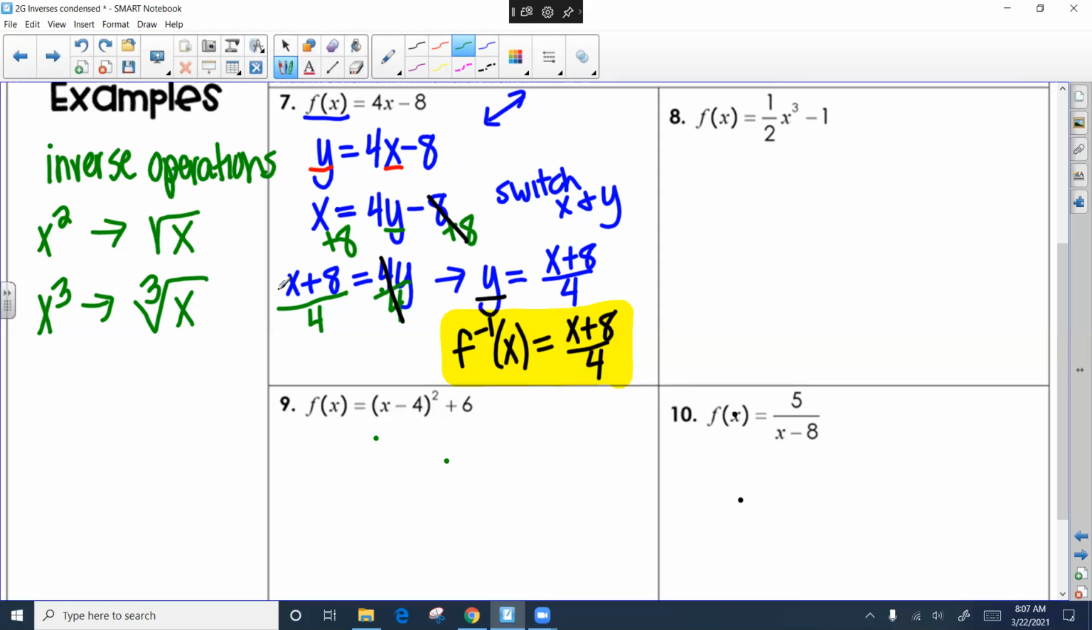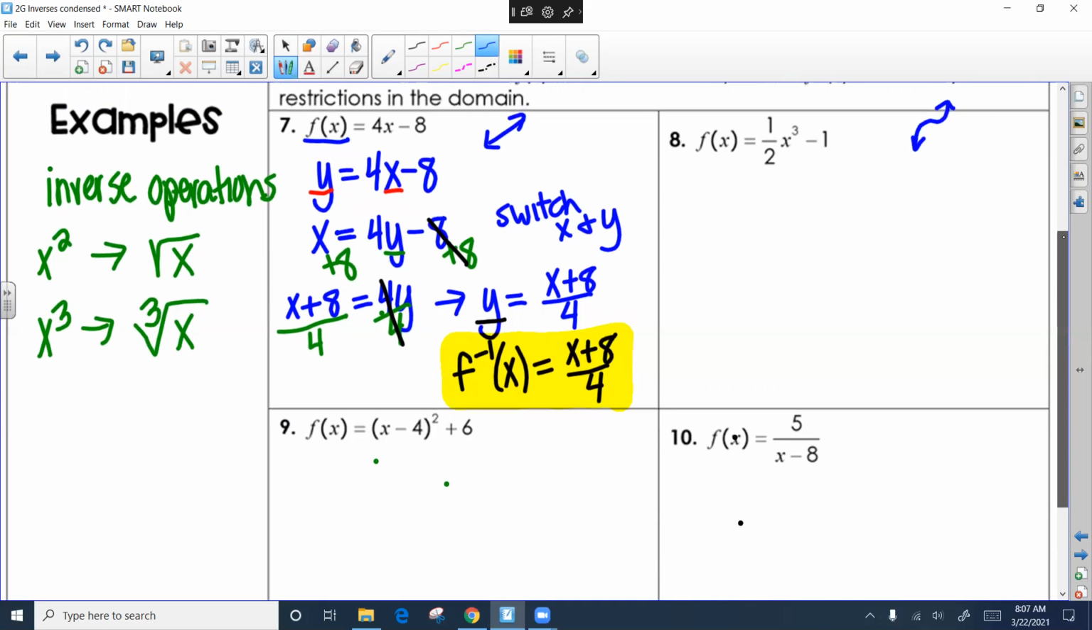All right, so number 8. Now let's actually find the inverse. We have f of x equals 1/2 x cubed minus 1, and we're trying to find the inverse. The cubic functions, we looked at the graph of those in 2D. The cubic functions are like these squiggle functions. So that one is a 1-to-1 function, so it does have an inverse. Okay, now let's actually find the inverse.